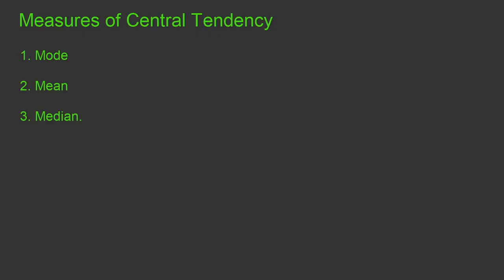In another video, we saw that data is represented with graphs and tables. In this section, we are going to study measures of central tendency, which is a single value that is representative of that data, or it gives some important features about the data. Here, we are going to study the measures of central tendency: mode, mean, and median.